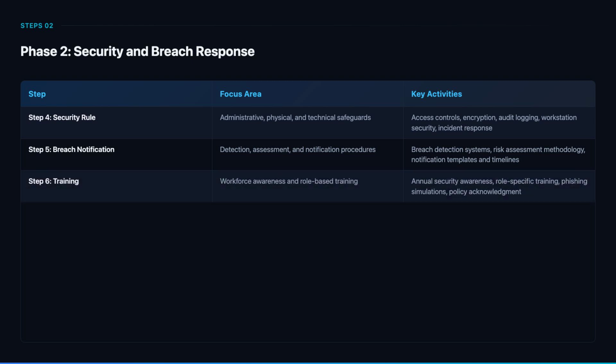Step 6 covers training and awareness. Deliver annual security awareness training to all workforce members. Provide role-specific training for those handling PHI, run phishing simulations, and require documented policy acknowledgement from every employee.